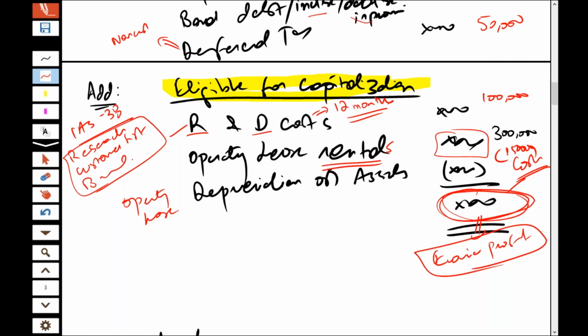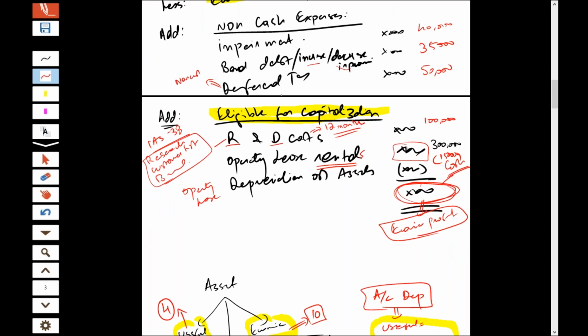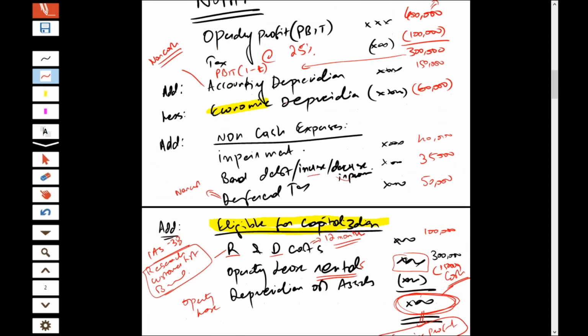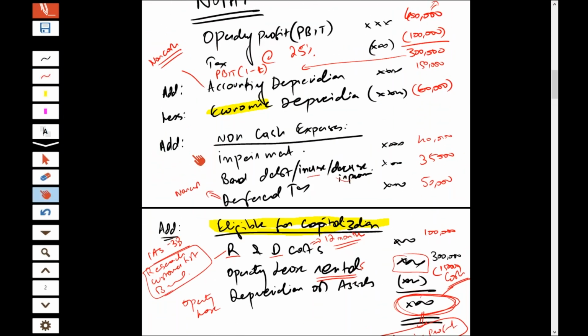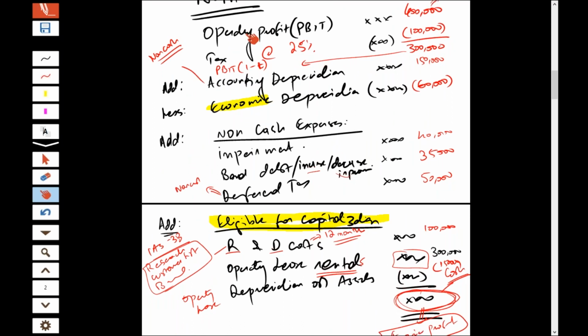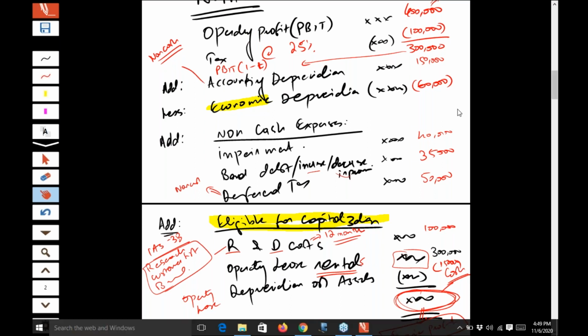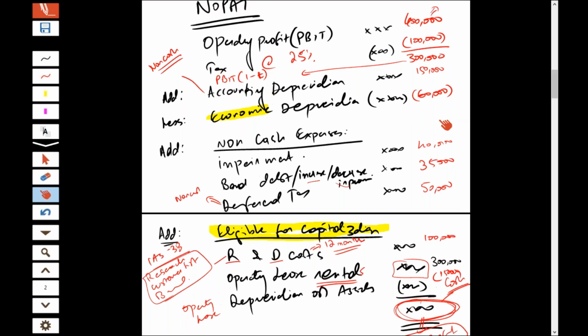So when we talk about the computation of NOPAT, this is how you calculate and establish NOPAT. You start off with operating profit and you reach this specific level. If anyone has any questions or any issues with respect to it, do let me know. Are you able to understand the NOPAT calculations? If you have any queries pertaining to the NOPAT calculation, then let me know.